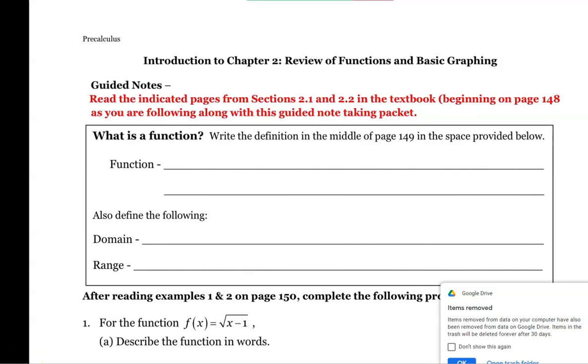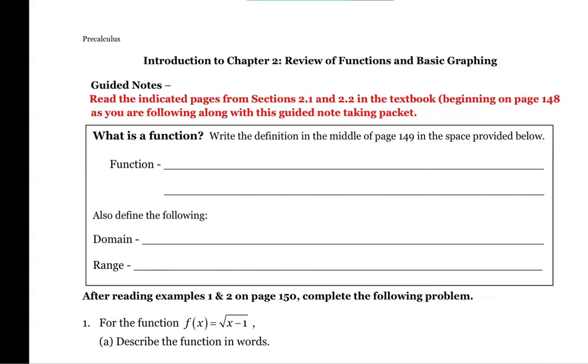Okay, in this video, we're going to go through the introduction to Chapter 2, and we're going to review a bit about functions and basic graphing. So I'm referring to the textbook, so I want you to get in the habit of going in and reading some things from the textbook, okay? So here on page 148, you could find this definition. So let me write it down here for you.